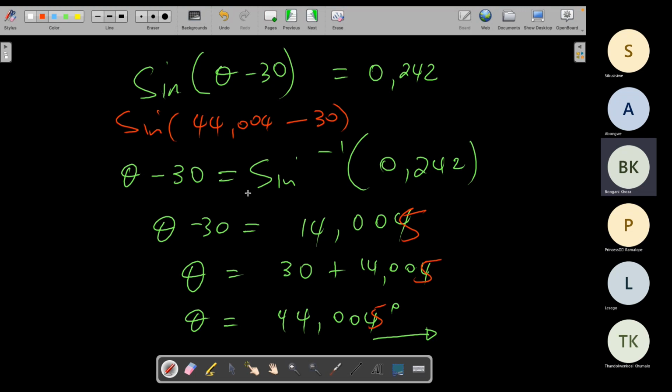The answer gives 0.242. Yeah, that's what we're getting. Then that means our answer is correct. That's what we were trying to check. Our left is equal to our right. All right. Any questions on that?